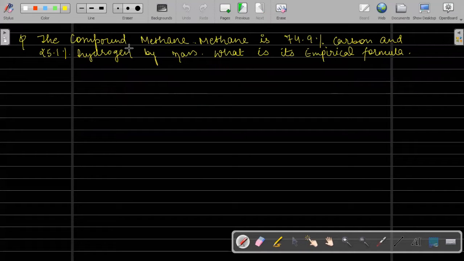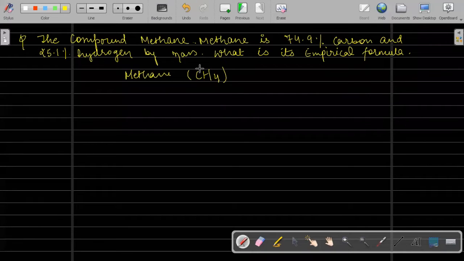The compound methane. Methane contains carbon and hydrogen. What is the formula of methane? CH4, right? So methane contains 74.9% carbon and 25.1% hydrogen by mass. What is the empirical formula? According to the definition, the simplest whole number ratio of atoms present in the compound.